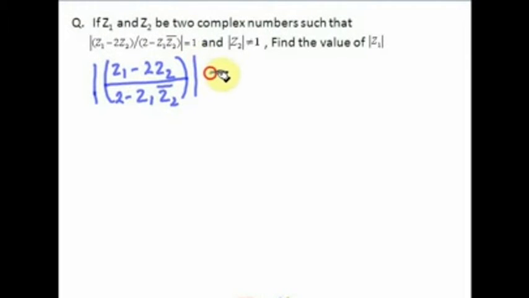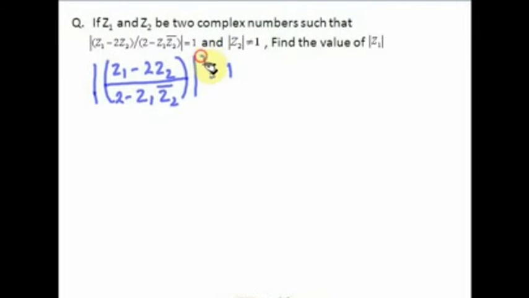Taking another example, given that z1 and z2 are two complex numbers such that modulus of z1 minus 2z2 upon 2 minus z1 z2 bar is equal to 1, and modulus of z2 is not equal to 1, then we have to find the value of modulus z1. So z1 minus 2 times z2 upon 2 minus z1 z2 bar, whole modulus is equal to 1.